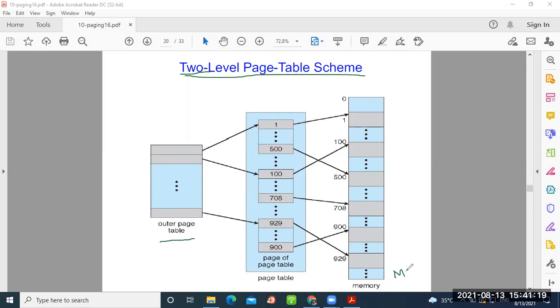And how is the mapping done? First of all, what will we do? First, we will map from the outer page table to the inner page table. What will we do first?